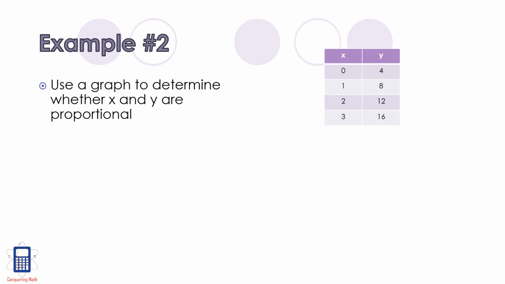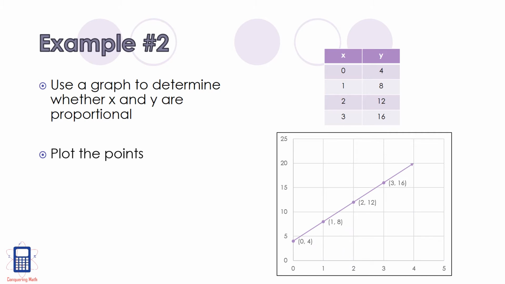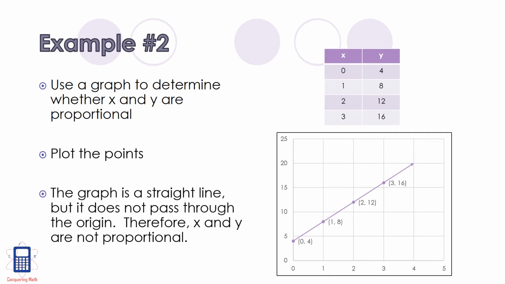For example number 2, we will once again use a graph to determine whether x and y are proportional. So we have a table of values, and we'll plot the points. And so we do get a straight line, but you'll notice that it doesn't pass through the origin. This means that x and y are not proportional.